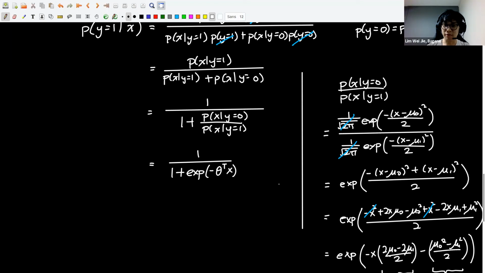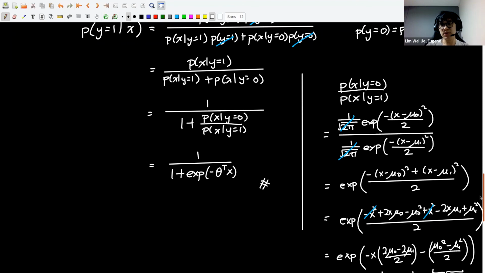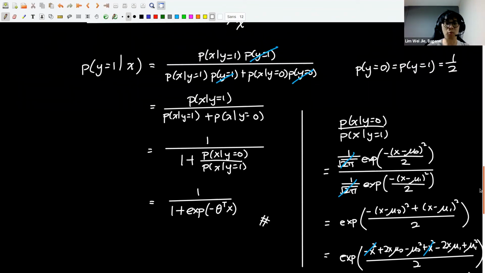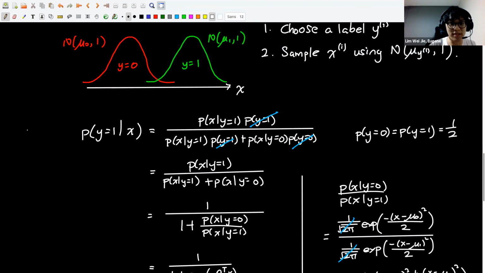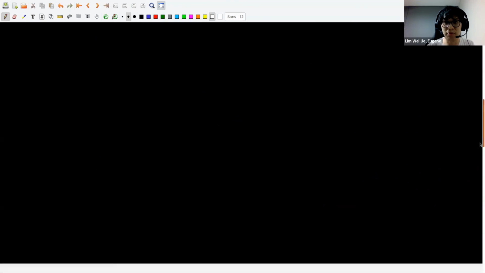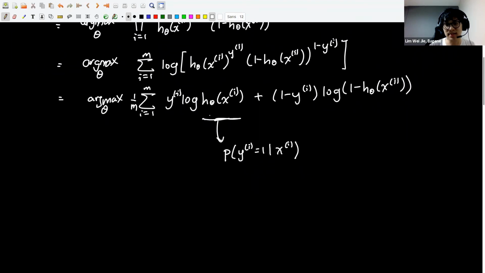So we have already derived the sigmoid function. If we go back all the way, recall why we are doing this in the first place: we defined this previously to be h theta of x. So going back up to the previous derivation, h theta of x is defined to be p of y equals 1 given x. And now we have derived that this particular thing is just 1 over 1 plus e to the power of negative theta transpose x. And we are done. This is your logistic regression.